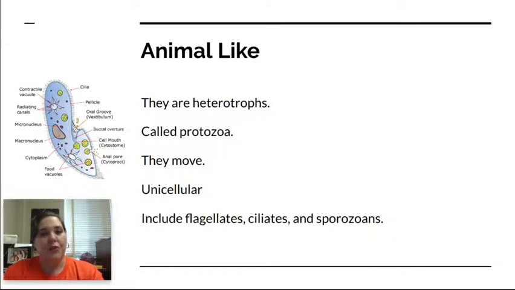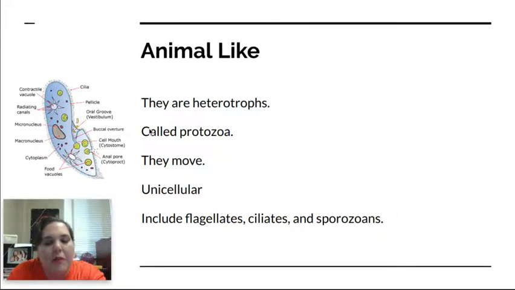They are, however, unicellular. This is not a bacteria. When we think of unicellular things, we usually think of bacteria, but you can see that they have a membrane-bound nucleus and membrane-bound organelles, which show you that they are, in fact, eukaryotes. They include the flagellates, the ciliates, and the sporozoans. Flagellates, remember, are the ones that have the whip-like tail. Ciliates, this is a ciliate right here, and you can see those cilia, those little hair-like fibers all the way around it.